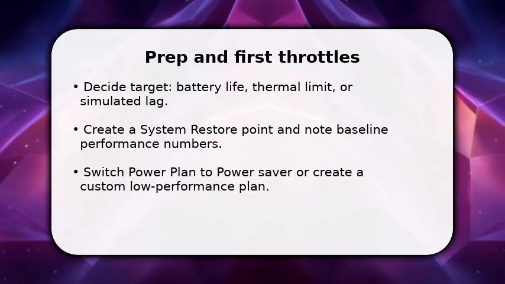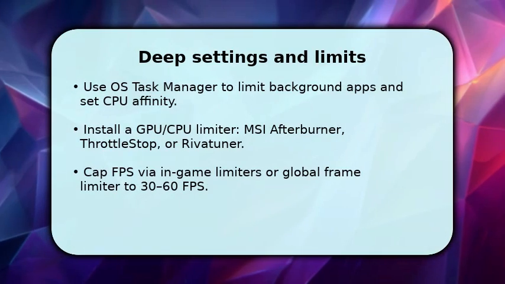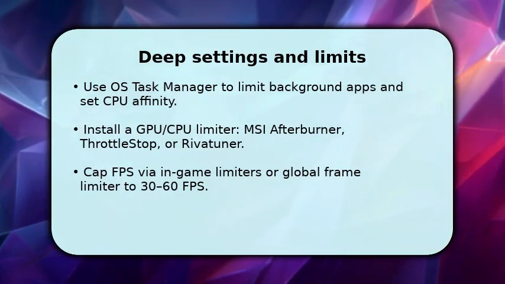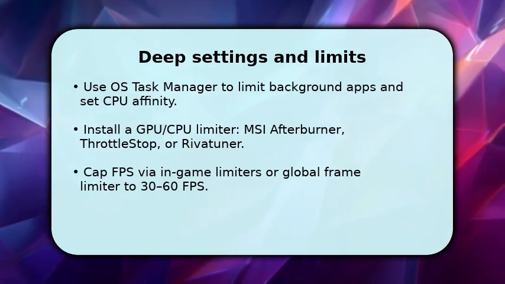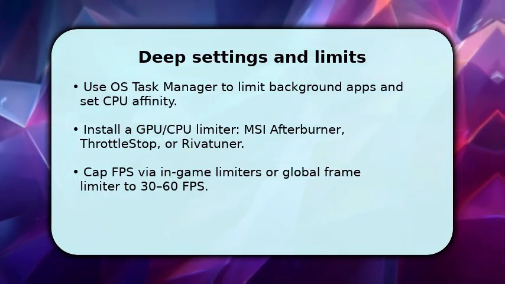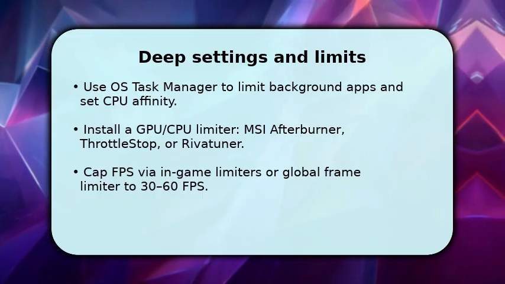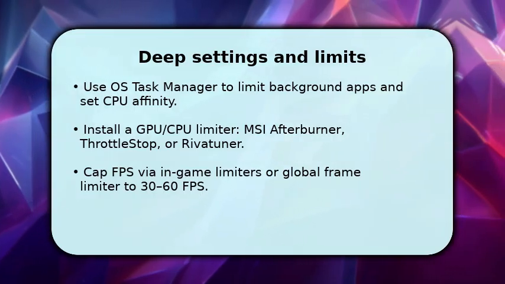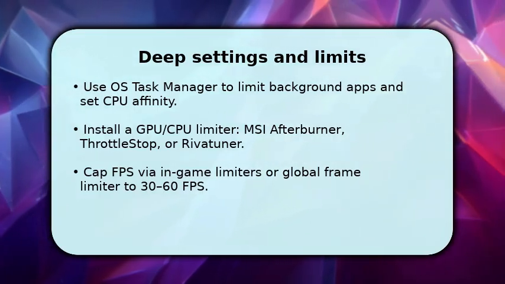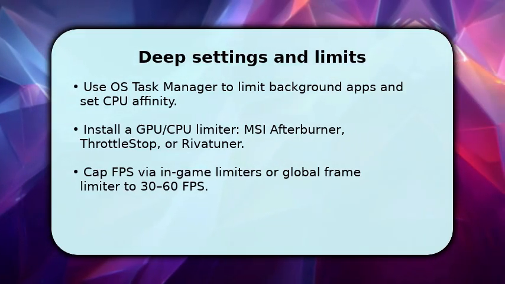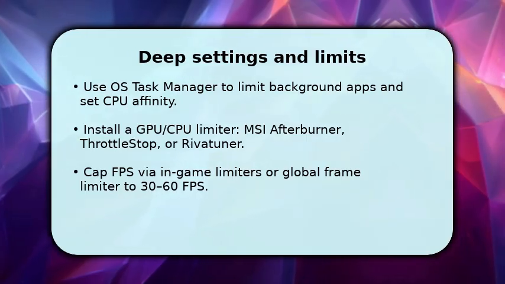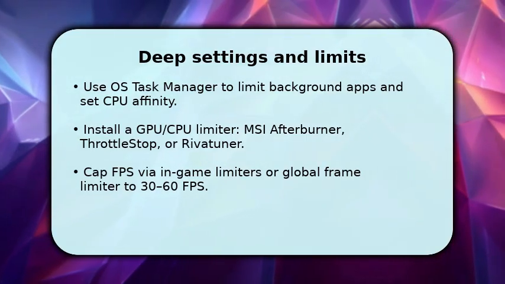You now tackle the middle steps, reduce active workloads and add software limits. Close or disable background apps in Task Manager, and when needed, set CPU affinity to fewer cores to lower throughput. Install a limiter like ThrottleStop or MSI Afterburner to set power limits and voltage offsets. These reduce performance while keeping stability.